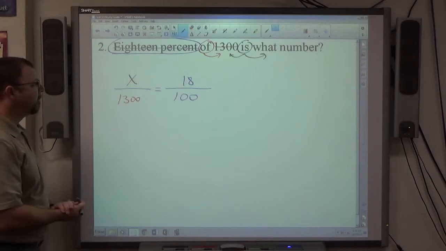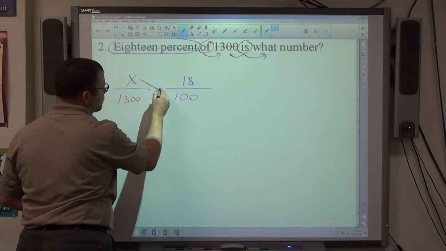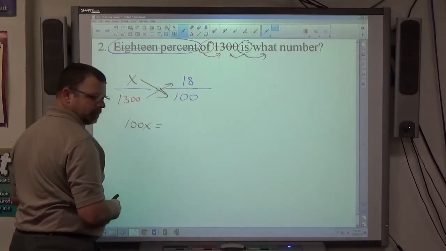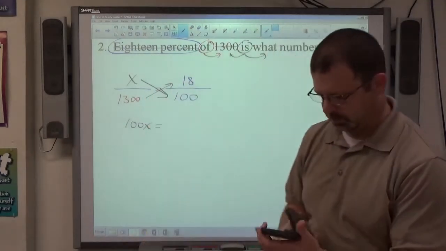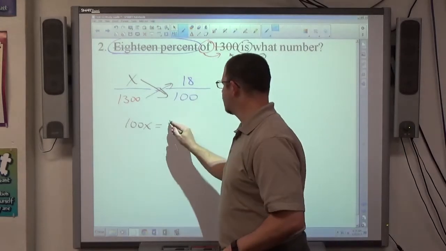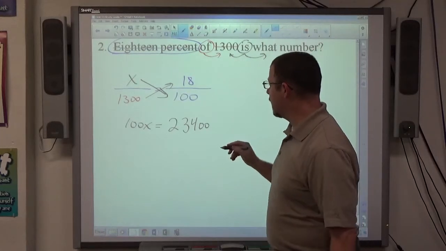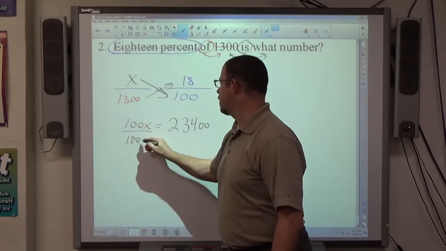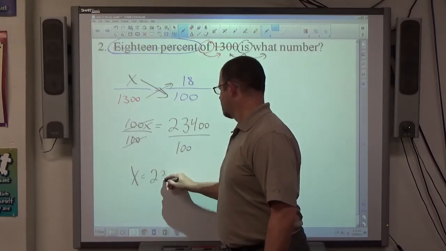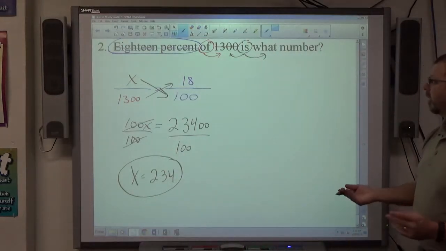At this point we cross multiply. 100 times x is equal to 18 times 1,300, which is 23,400. And once we get that cross product taken care of, we simply divide both sides by 100 to get rid of the number in front of x. So 234 is the right answer.